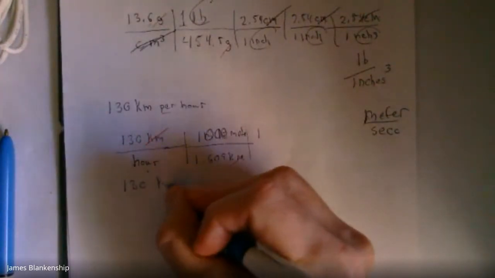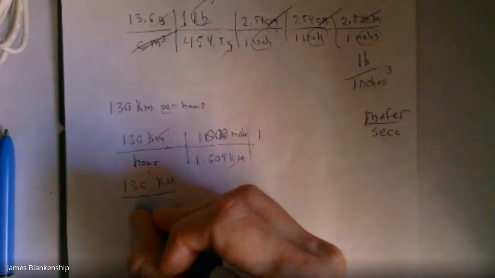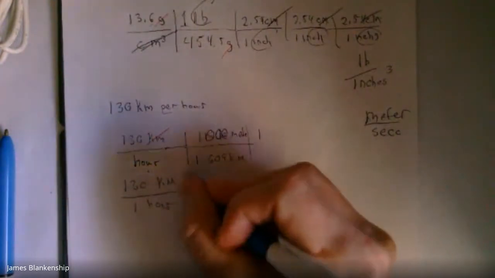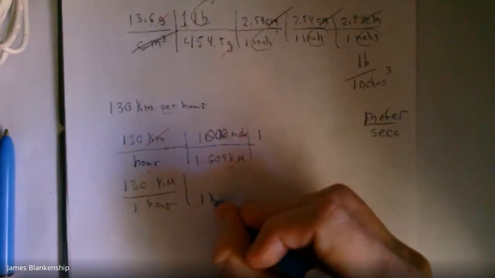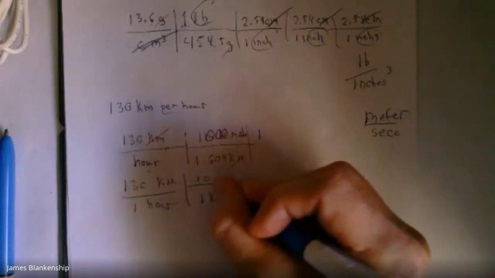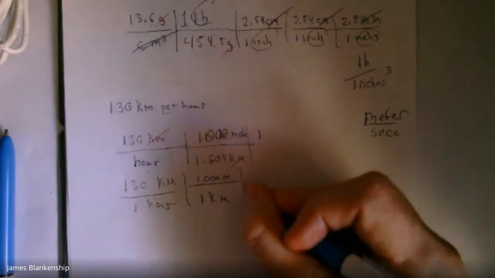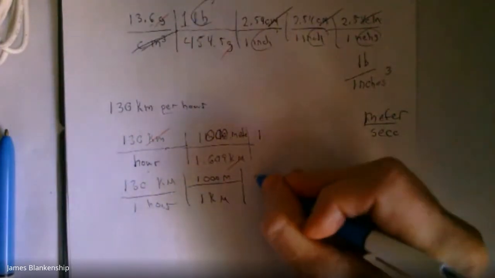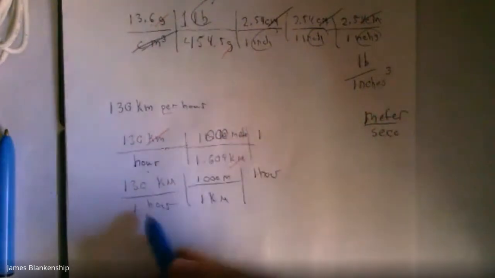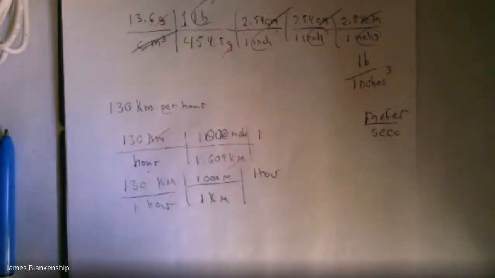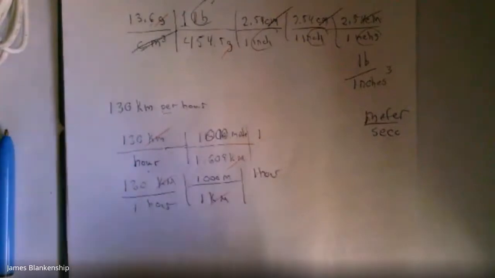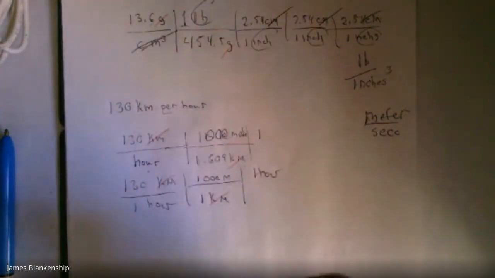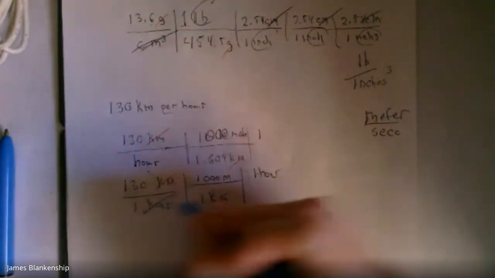130 kilometers, 1 hour. We'll say 1 kilometer, 1,000 meters. And now I'm going to say 1 hour on top. They don't have to be right next to each other. Kilometers cancel here. Now I have an hour that's going to cancel here.